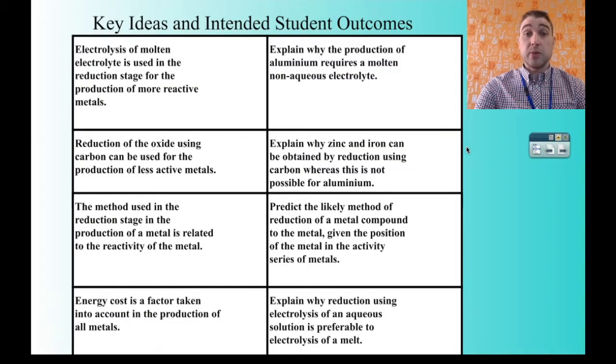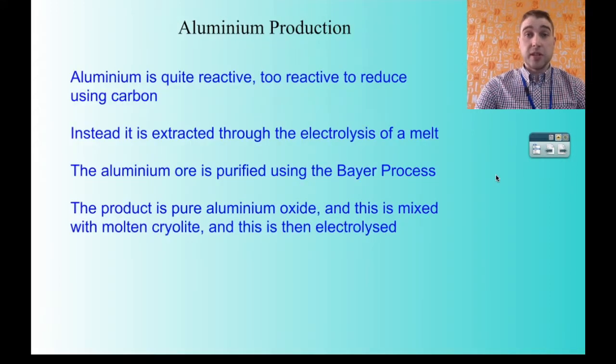So you need to be able to explain why the production of aluminium requires a molten non-aqueous electrolyte, explain why zinc and iron can be obtained using carbon, whereas you can't do that with aluminium, predict the likely method of reduction of a metal compound given its position in the activity series, explain why reduction using electrolysis is preferable to electrolyzing a melt. So we're going to start by looking at aluminium production in a little bit of detail.